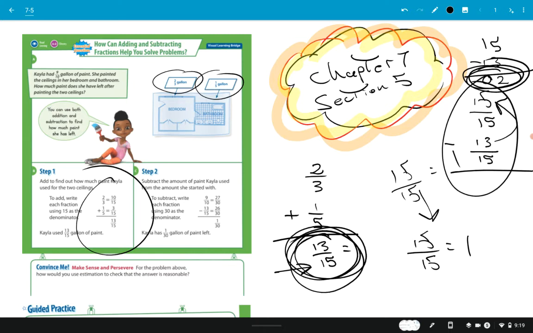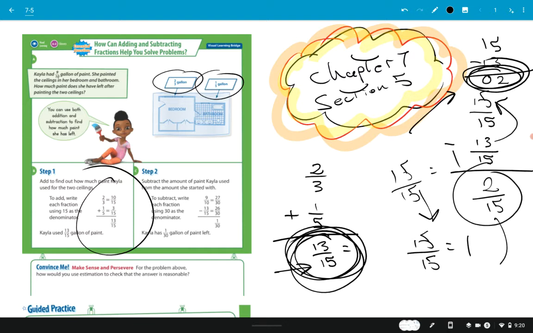Right here, we don't need to find a common denominator. It's 15, and I just subtracted 13 from 15. So what's left over? You just did it. 2 what? 2/15. That's what's left over. If she used 13/15, 2/15 she didn't use. Are you getting that? Does it make sense? No? Maybe we'll have a conversation later.